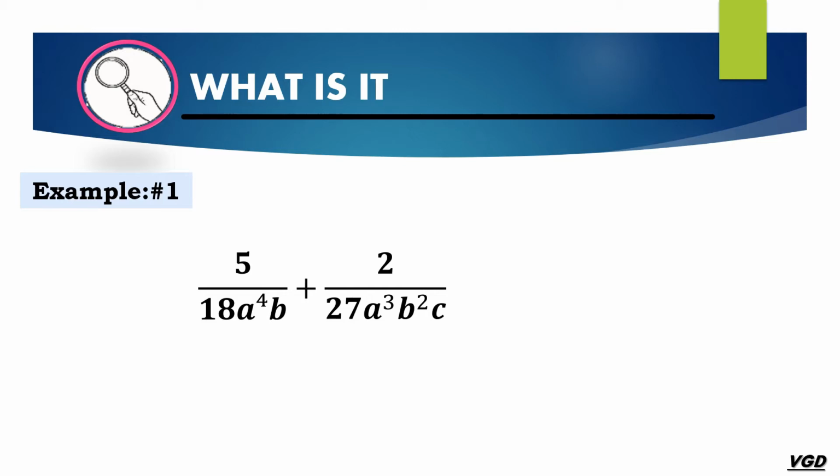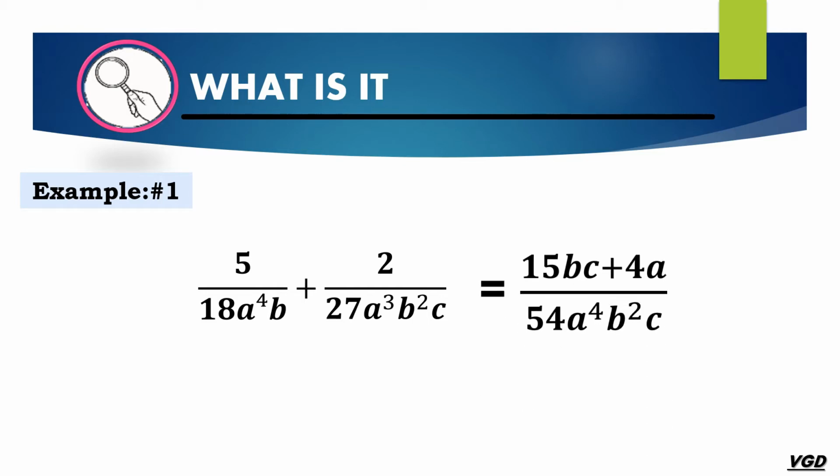Therefore, 5 over 18a to the power of 4 times b plus 2 over 27a cubed times b squared times c is equal to 15bc plus 4a over 54a to the power of 4 b squared c.